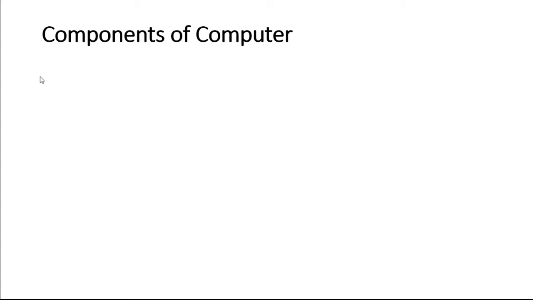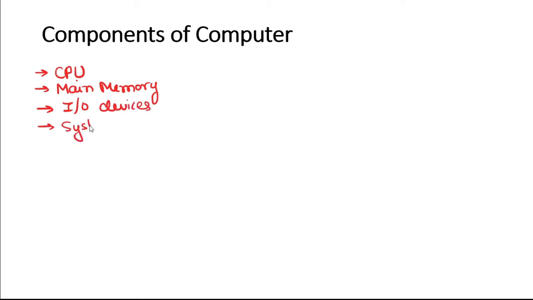Okay. So in previous class we discussed a little bit about components of computer, right? So at least we know what all components are there in a computer, right? So a computer has CPU, a computer has main memory, a computer has IO devices, and a computer has system bus. Okay, so these are basic four components that a computer has.